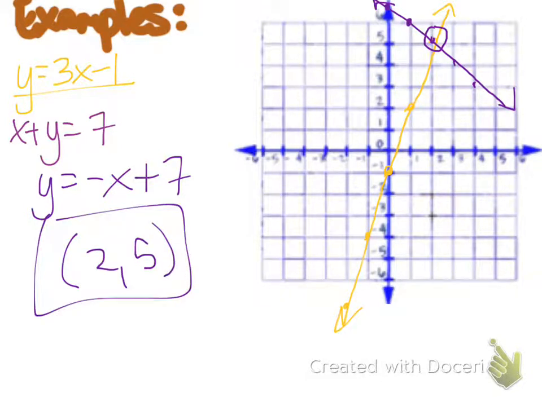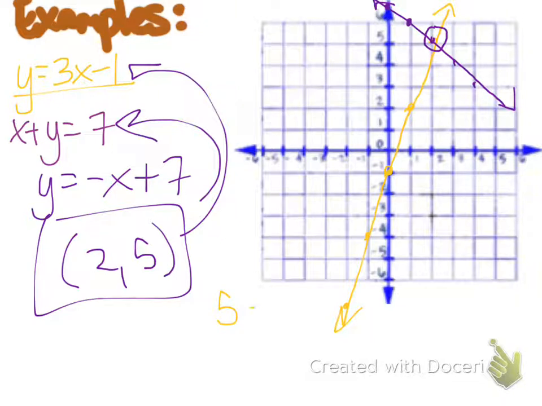And remember that we can check our solution. If we plug this x, y into that equation and we plug it into that equation, it should be true. So let's go ahead and try that. If we plug it into the first equation, we're going to get 5 equals 3 times 2 minus 1. 3 times 2 is 6, minus 1 is 5, so it works. We plug it into the second equation, x plus y, well 2 plus 5 is 7, so it works in the second equation as well.